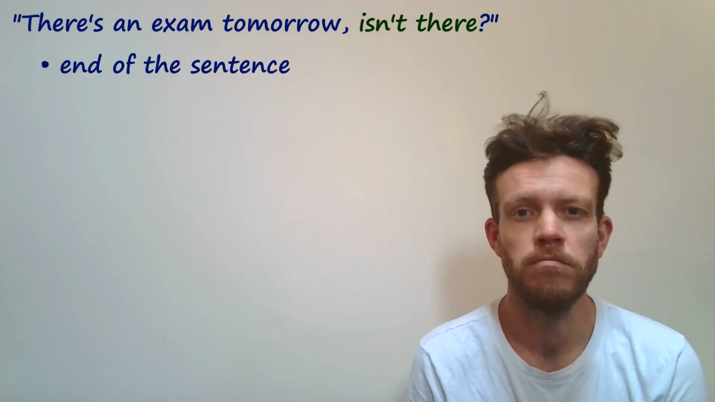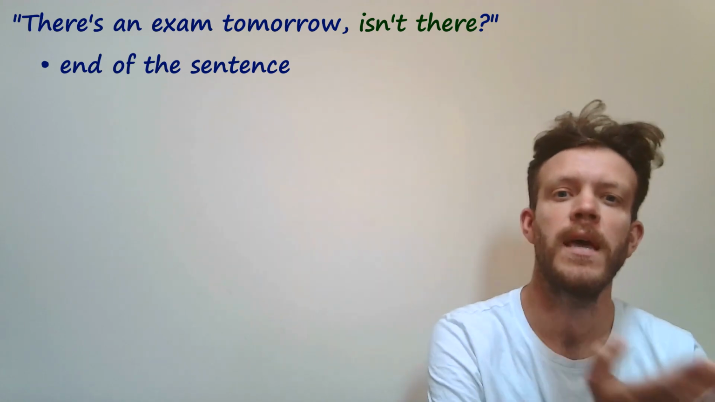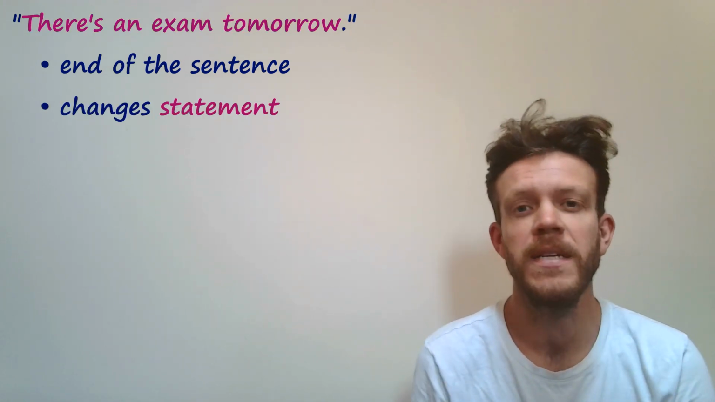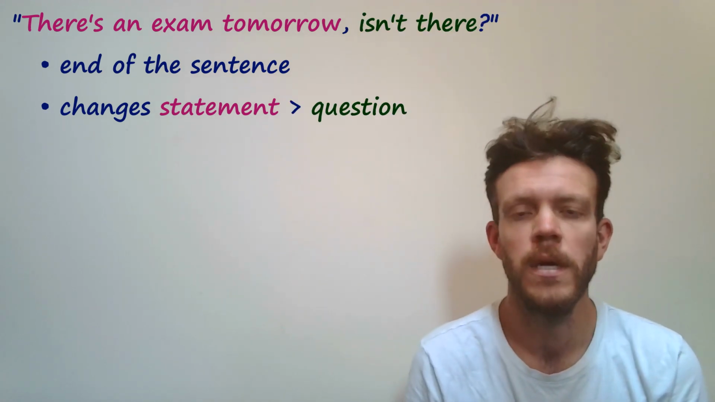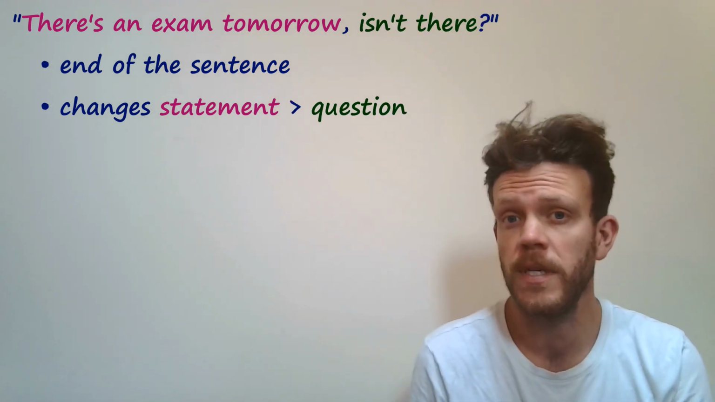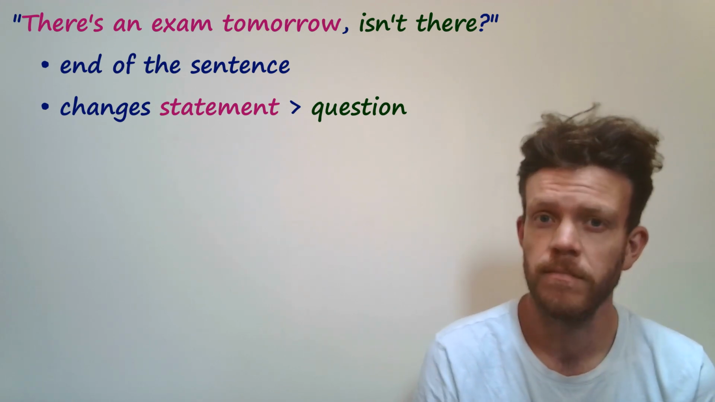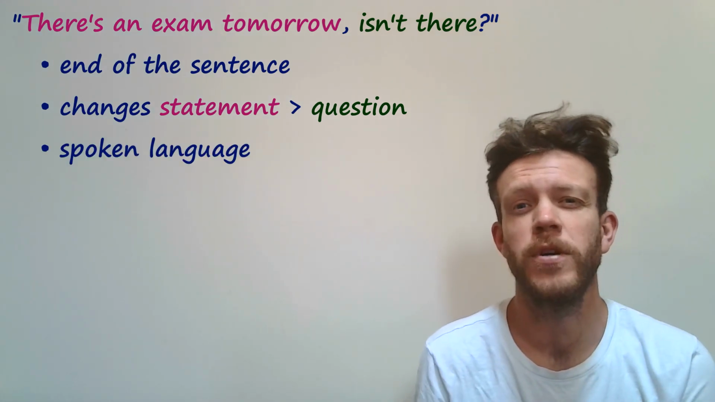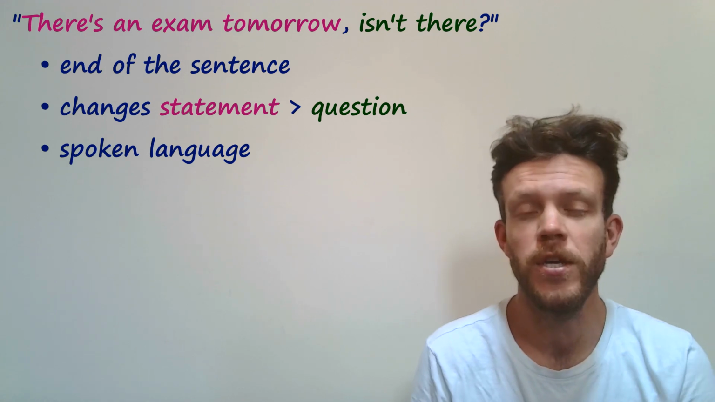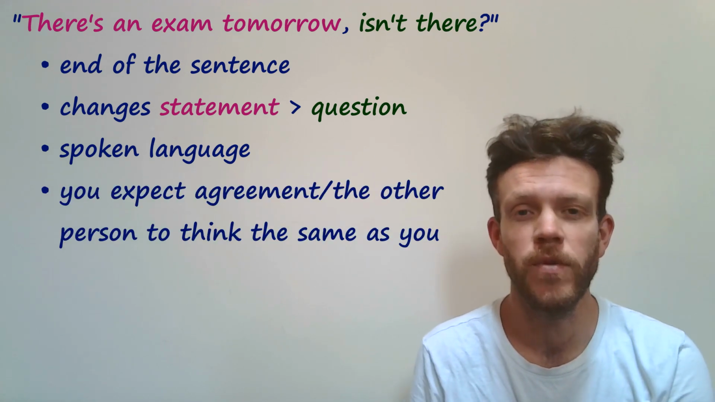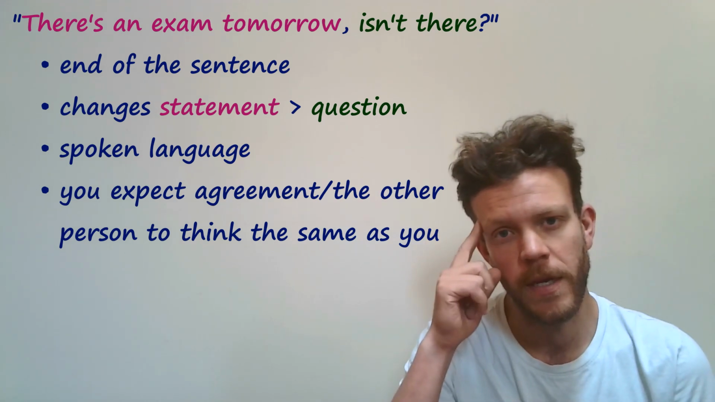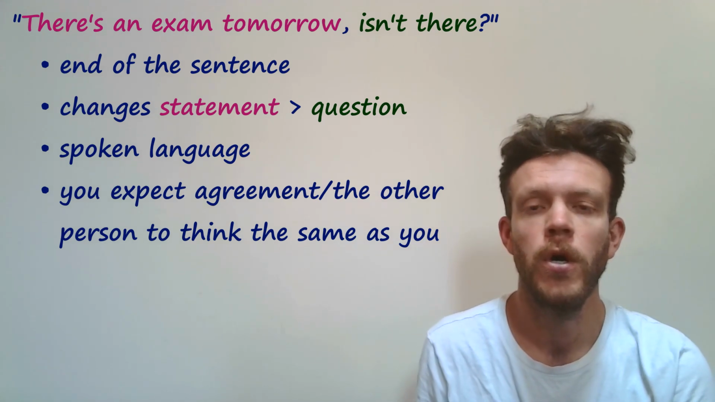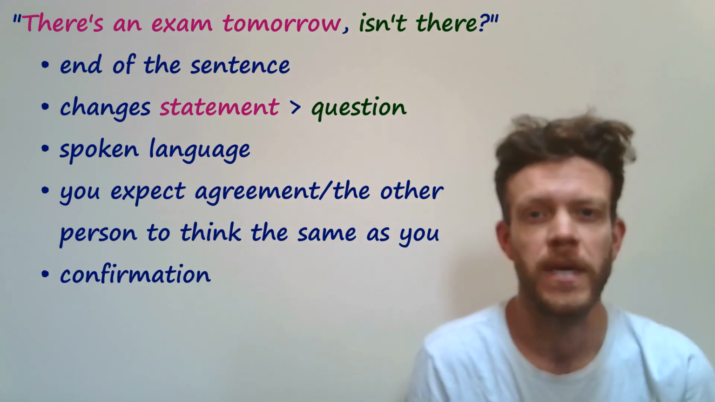So firstly, what is a question tag? Well, it's something we put at the end of the sentence, and basically it turns a statement, there is an exam tomorrow, into a question. There is an exam tomorrow, isn't there? Generally, this is more a spoken language skill, and you're going to use them for when you expect agreement, when you expect the other person to agree with what you think or what you say, or just to confirm something.